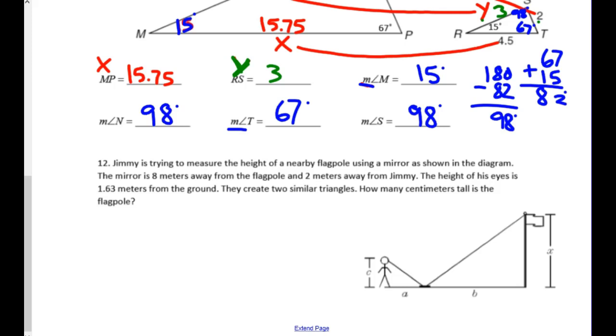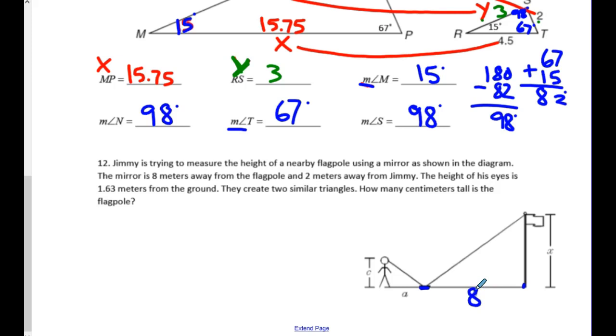Number 12, Jimmy's trying to measure the height of a nearby flagpole using a mirror as shown in the diagram. The mirror is 8 meters away from the flagpole. Okay, so let's fill that in. If here's the mirror and here's the flagpole, so if it's 8 meters away, that's an 8 right there, okay?